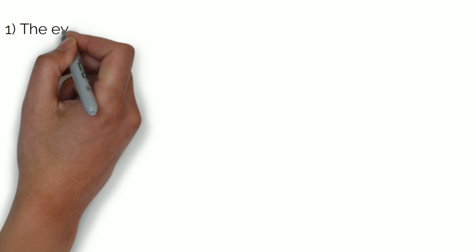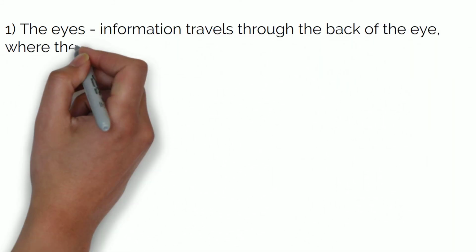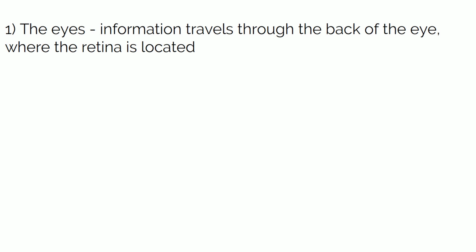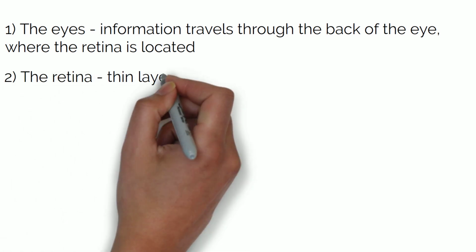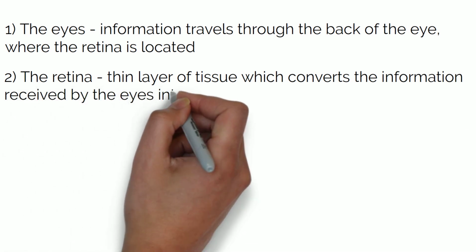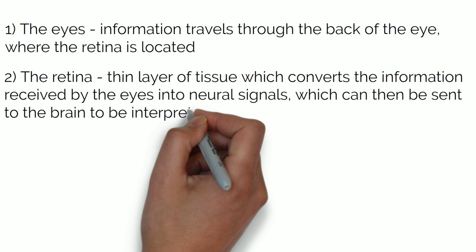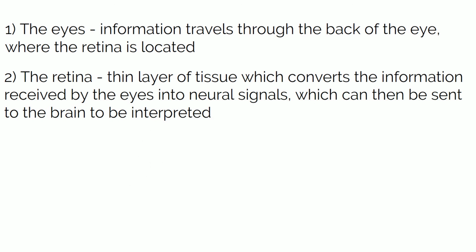It all starts in the eyes. The information travels through the eye to the back of it, where the retina is located. The retina is a thin layer of tissue which converts the information received by the eyes into neural signals, which can then be sent to the brain to be interpreted.